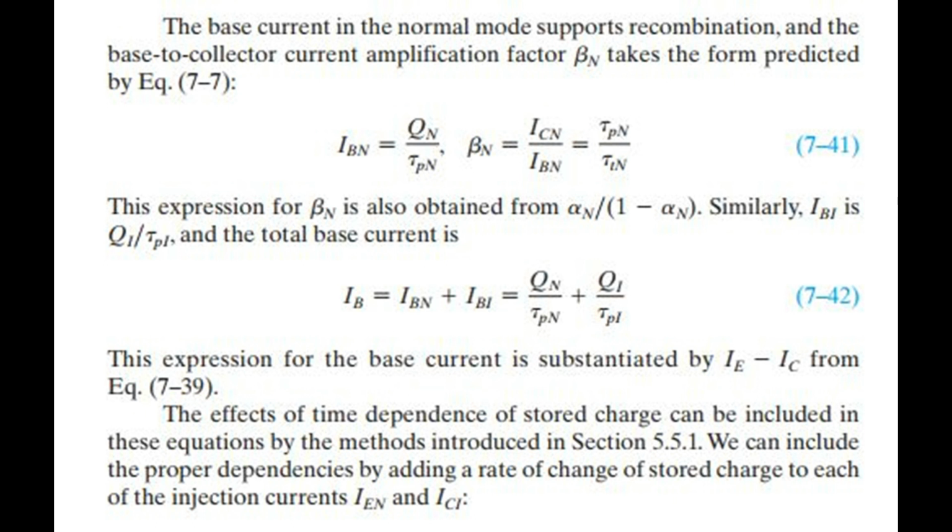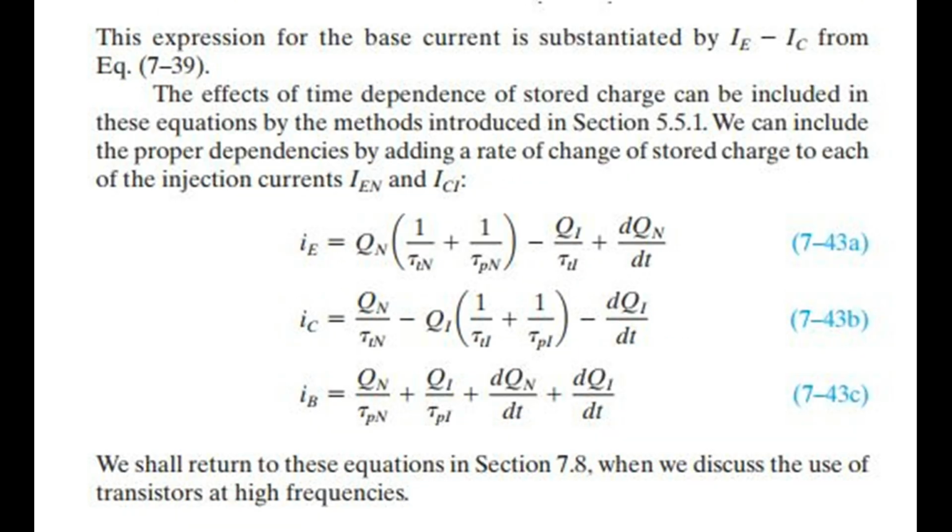Similarly, IBI is Qi over tau_pi, and the total base current is as follows. This expression for the base current is substantiated by IE and IC from Eq. 7-39. The effects of time dependence of stored charge can be included in these equations by the methods introduced in section 5.5.1. We can include the proper dependencies by adding a rate of change of stored charge to each of the injection currents IEN and ICI. We shall return to these equations in section 7.8, when we discuss the use of transistors at high frequencies.